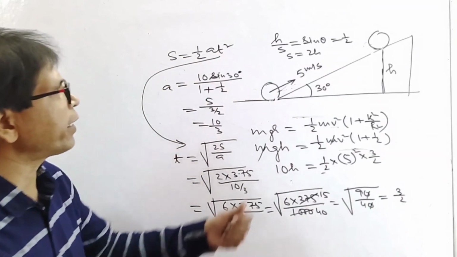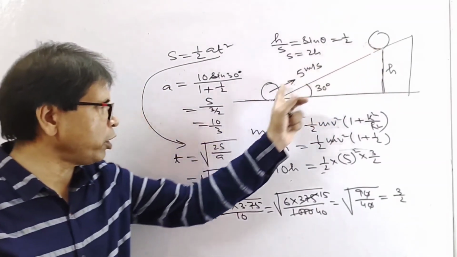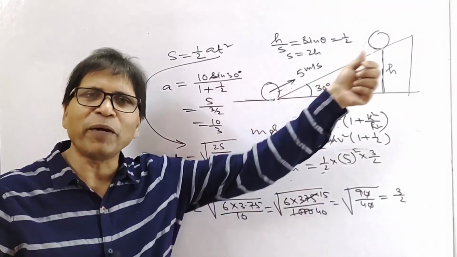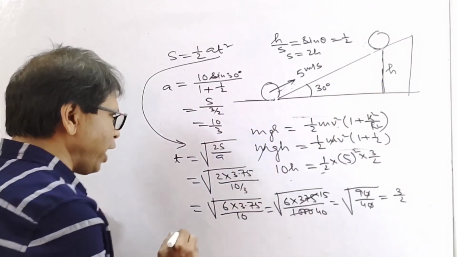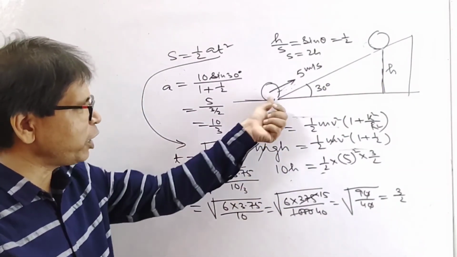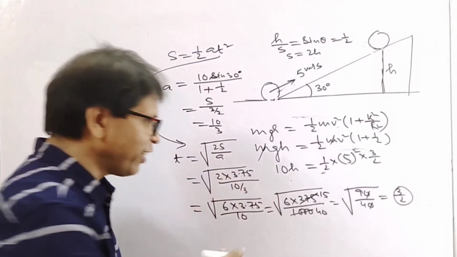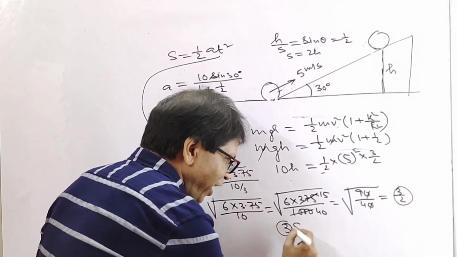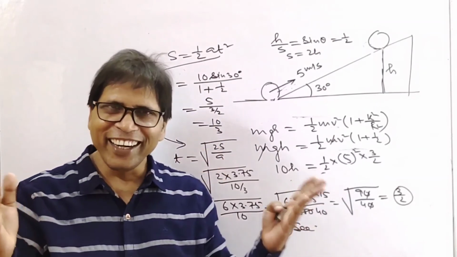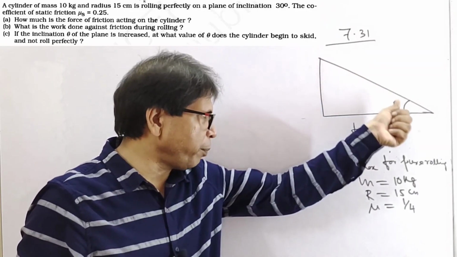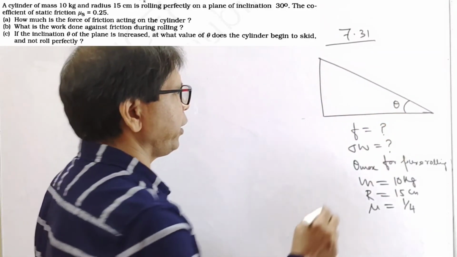So look at this, the time of descent from this position to this is 3 by 2. So time of ascent is also 3 by 2. Therefore total time to reach again at this point is 3 by 2 into 2, that is 3 seconds. Okay, understood? Next, look at this, a sphere rolls down an inclined plane of inclination 30 degree.